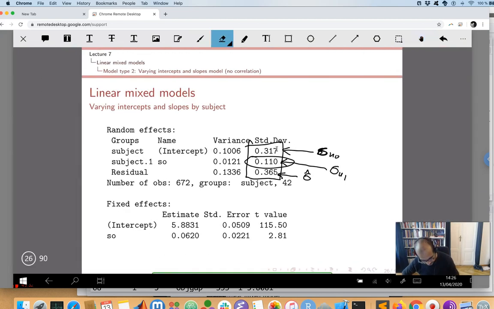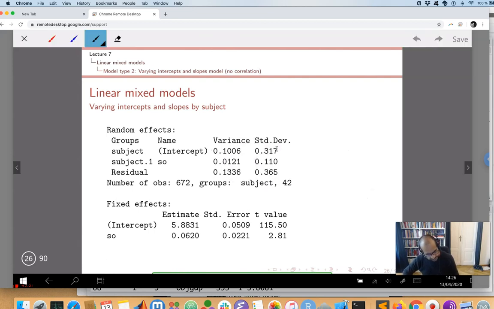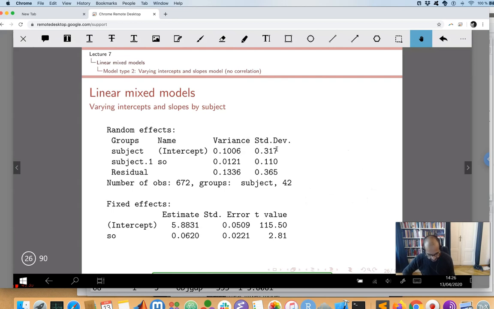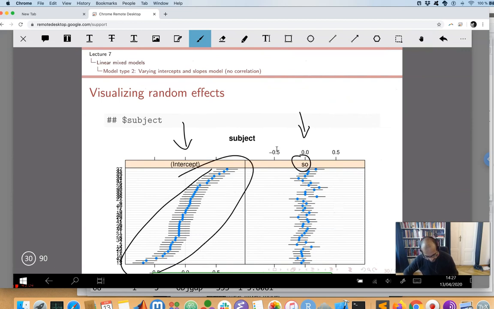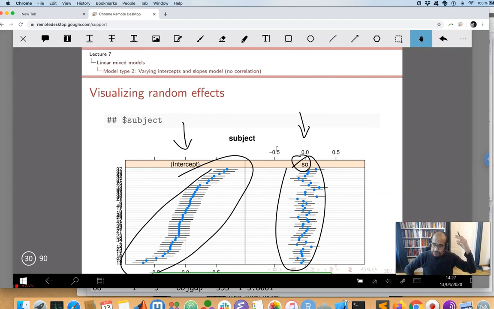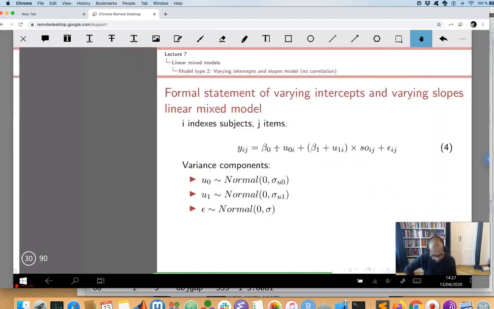As I showed you earlier, this variance component represents the variability between subjects in the slope, and it's much smaller than the variability between subjects in the intercept. And you are seeing that graphically here: much more variability here and much smaller variability here. So that's what the random effects standard deviation estimates are telling you numerically, and you can visualize them graphically too.